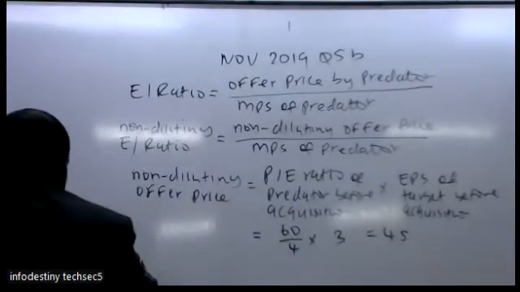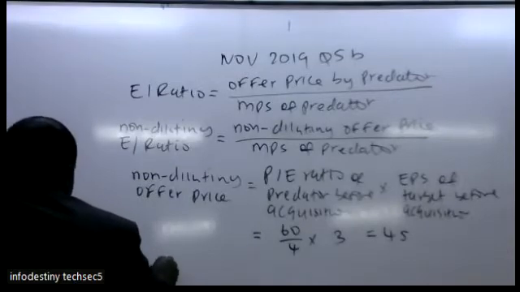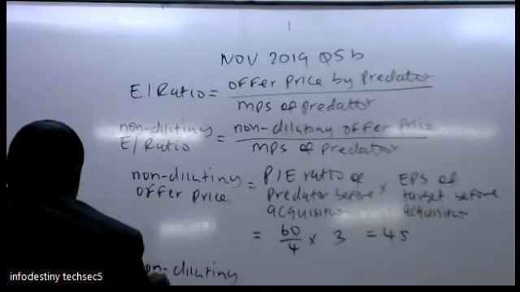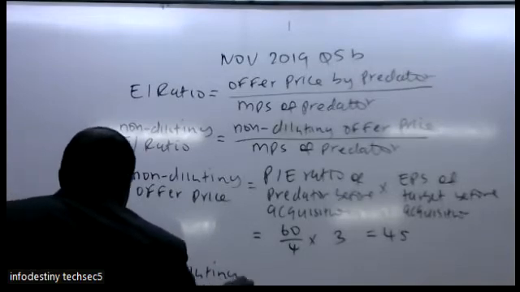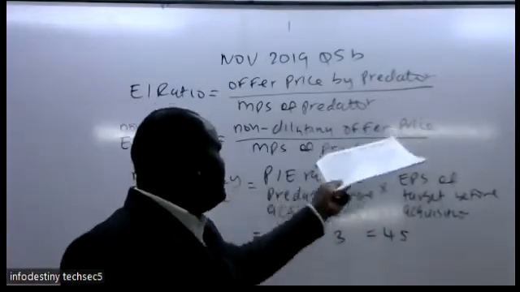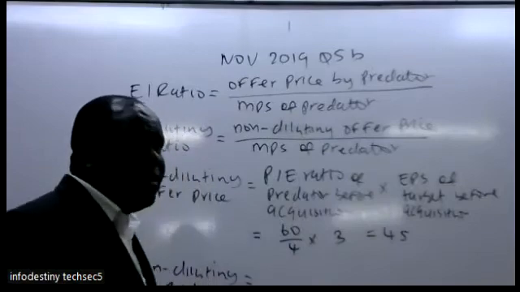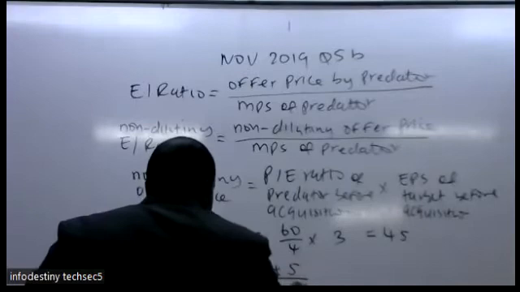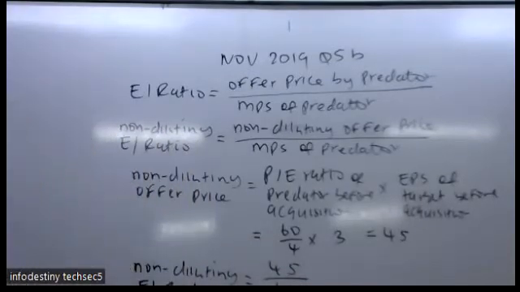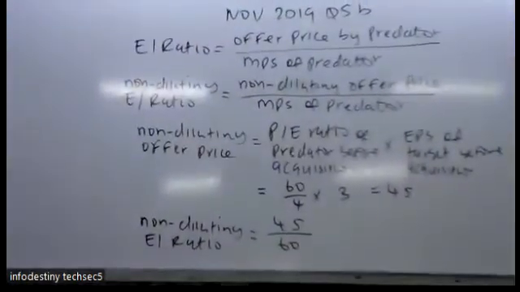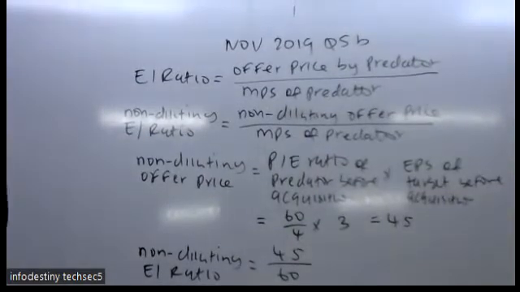So now to compute that particular non-diluting exchange ratio, you take this non-diluting offer price divided by the market price per share of the predator. So that will be 45. We divide by 60. You take 45 divided by 60.